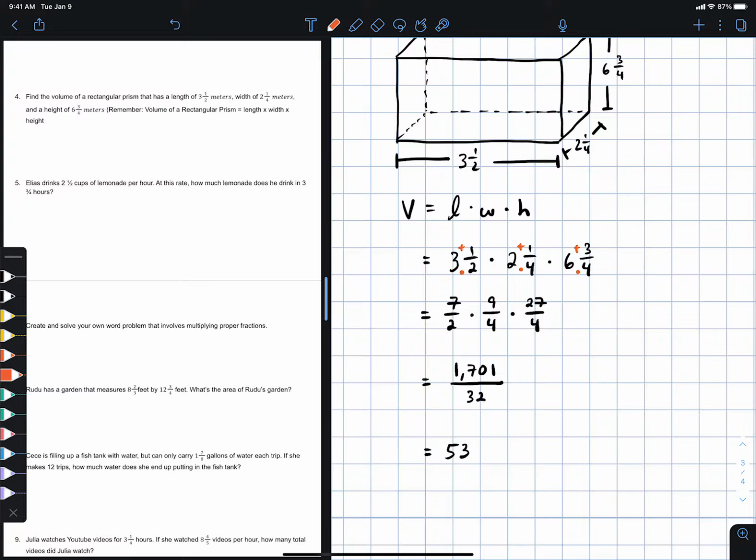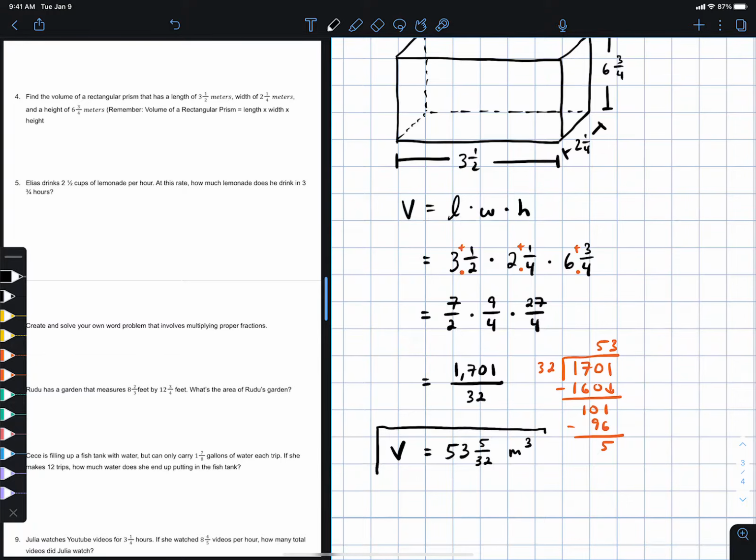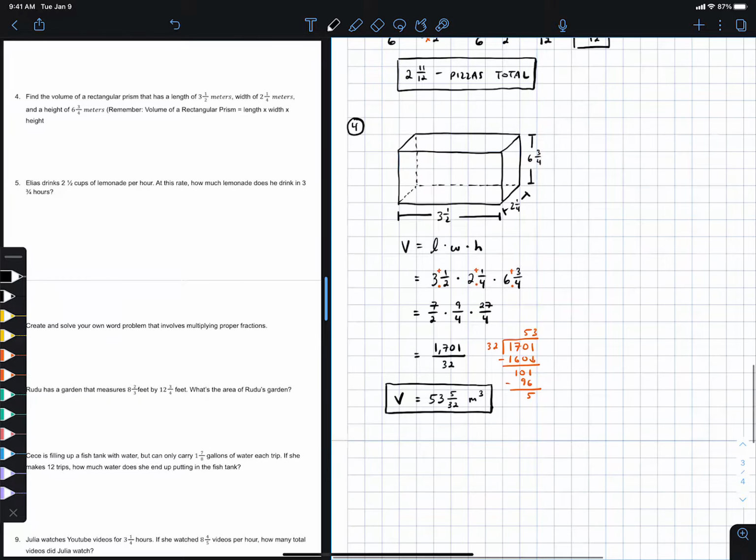I guess I can double check this instead of being lazy right now. 1701 divided by 32. This does go in 5 times. That's 160. I know that. And then that's going to be 10 with a 1. So that's the 3. That's the 96 I was thinking of. I guess the remainder here is 5. So it's going to be 53 and 5/32. This would be the volume, and this is in meters cubed. So again, volume is a 3-dimensional measurement, so we should have cubic meters as our unit. All right, there's number 4.